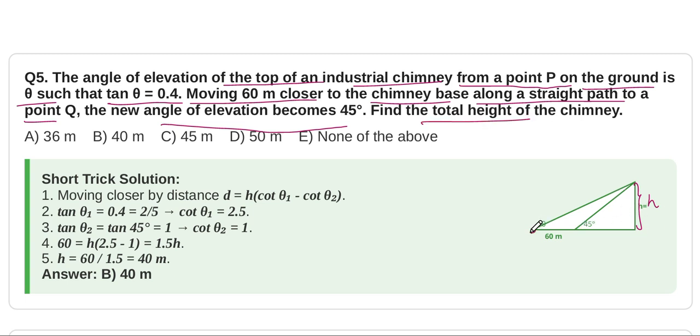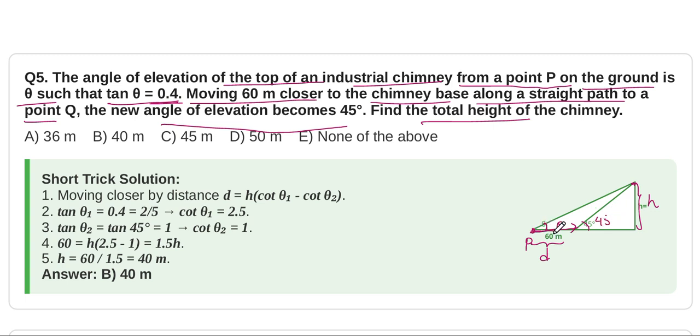Let's say in the starting, this is point P. If you look at the highest point of the chimney, this angle is given, let's say theta, with tan theta 0.4. After moving 60 meters closer to the chimney, this distance is given, 60 meters. After that, if we look at the top of the chimney, the angle of elevation is 45 degrees.